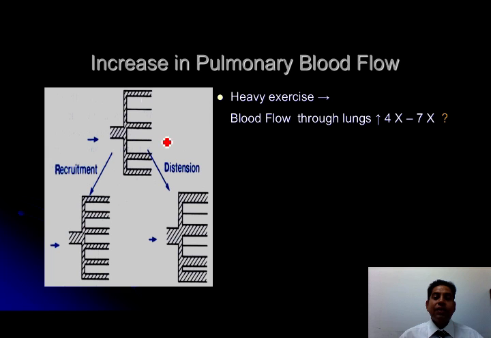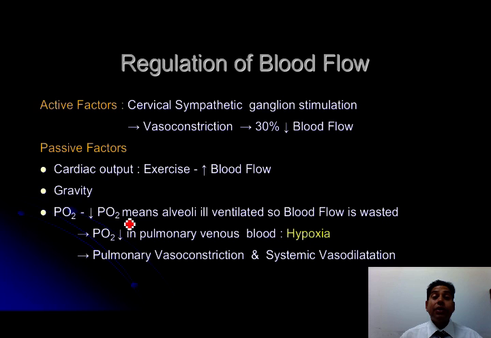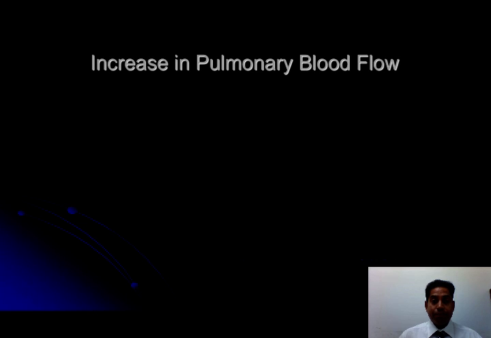Now in case of distension, there is simply a vasodilatation. So you'll find that when there's a vasodilatation, the blood flow will increase. So this is distension. The other way is recruitment. Recruitment means some of the capillaries are not open or patent, but during exercise, when the metabolic demand increases, these capillaries which are closed will also be open. So this is called recruitment of capillaries, thereby increasing the capillary density.